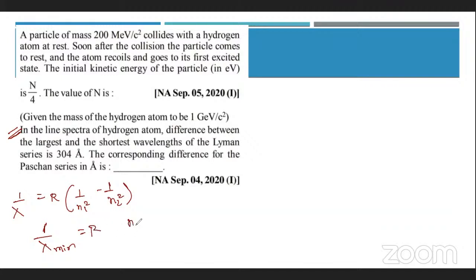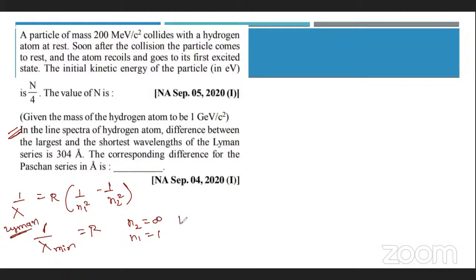Because here n2 will be infinity, this term will become 0 and n1 will be 1. So I have R into 1, that is R. This is for Lyman. We are writing this for Lyman.